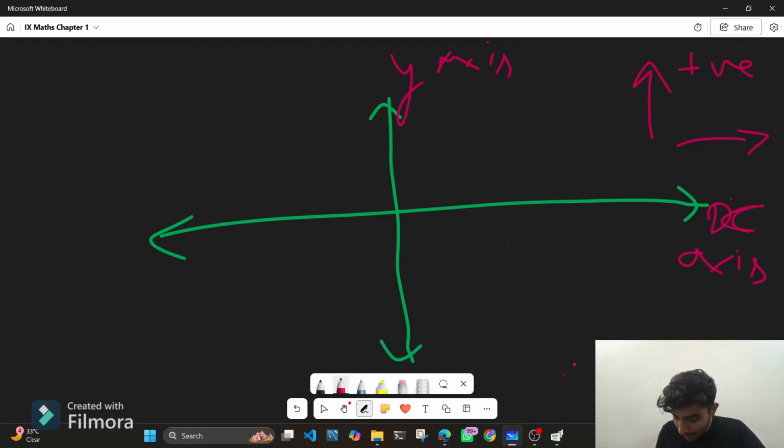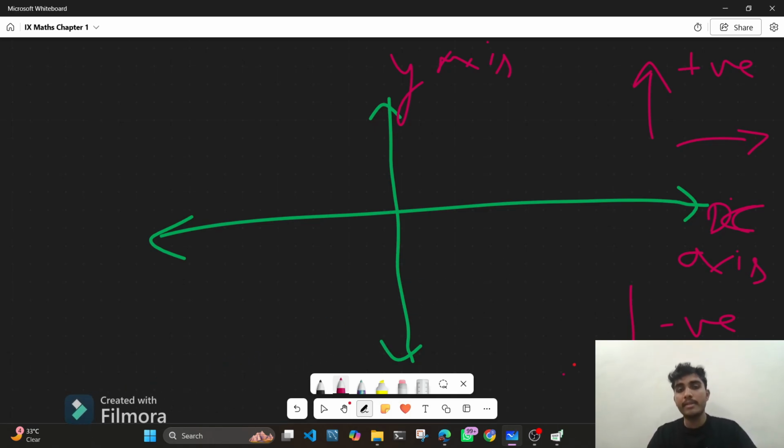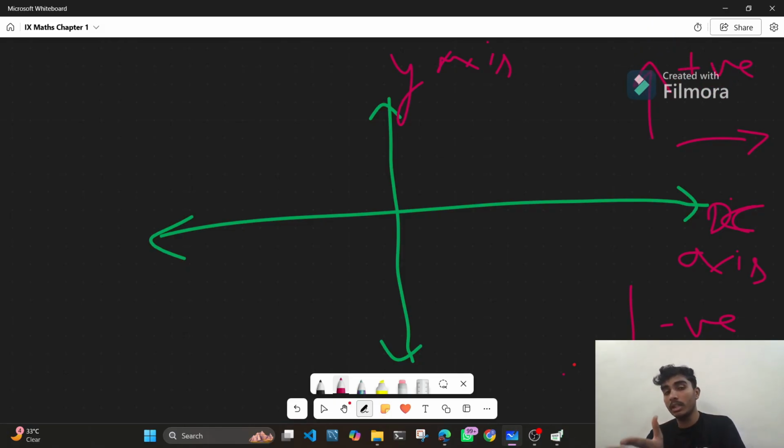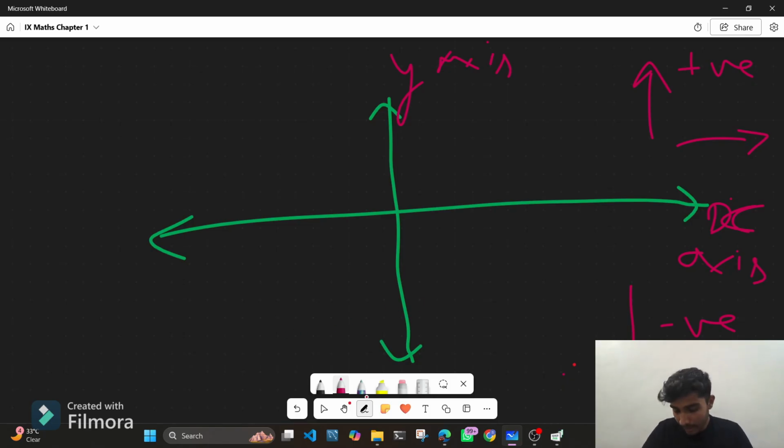Third, all the points that lie below the x-axis are negative, and all the points that lie to the left of the y-axis are also negative. I hope this is clear. I'll just repeat it once again. All the points that lie above the x-axis are positive. All the points that lie below the x-axis are negative. All the points that lie to the left of the y-axis are negative, and all the points that lie to the right of the y-axis are positive. Clear now? Okay.